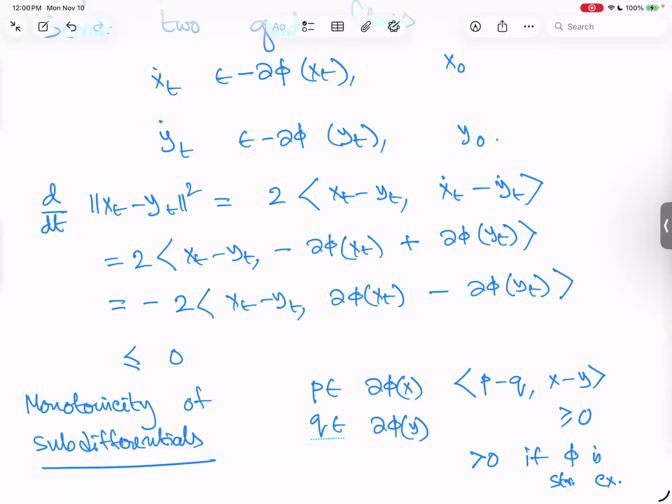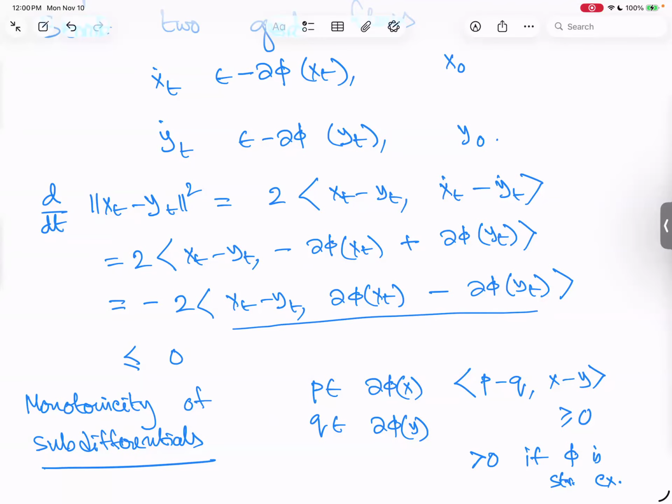Take the two equations where the curve is lying above the tangent at x, and the curve is lying above the tangent at y, and add the two up. And you get this. So this is where I'm actually using convexity. I'm using convexity to say that the subdifferentials have monotonicity, and therefore this inner product is non-negative, and strictly positive as long as phi is strictly convex.